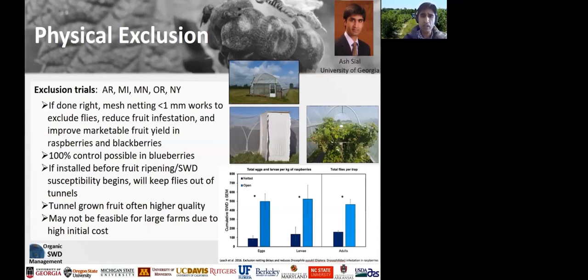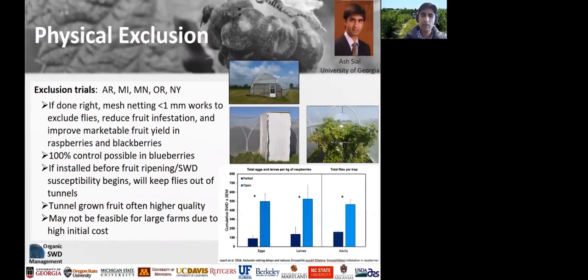Several studies were done in multiple states, and those studies show that if done right, mesh netting using less than 1 millimeter mesh can exclude flies from the field. They can reduce fruit infestation and improve marketable yield, and also fruit quality in raspberries and blackberries. And specifically in blueberries, this exclusion technique can provide up to 100% control.